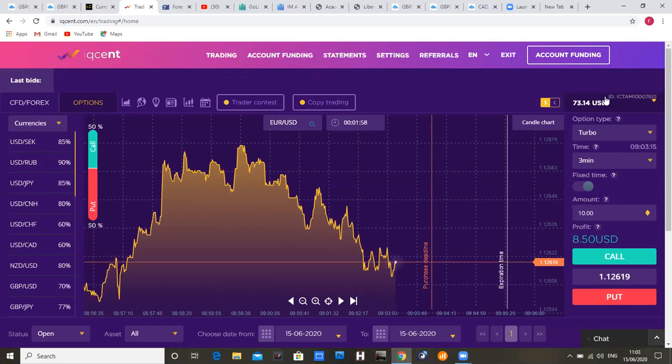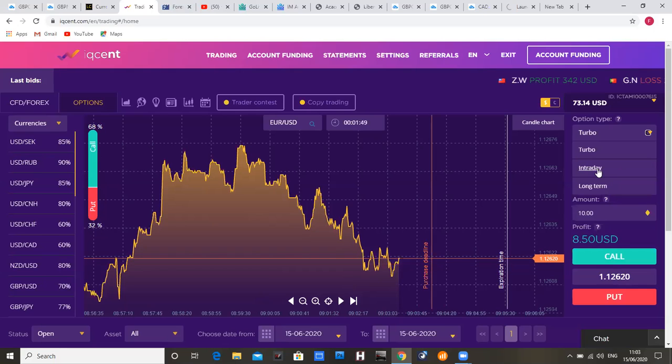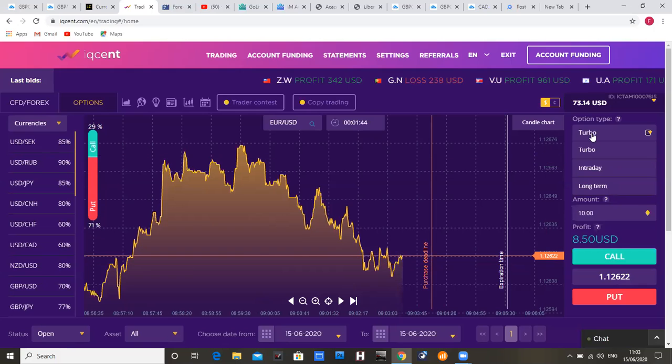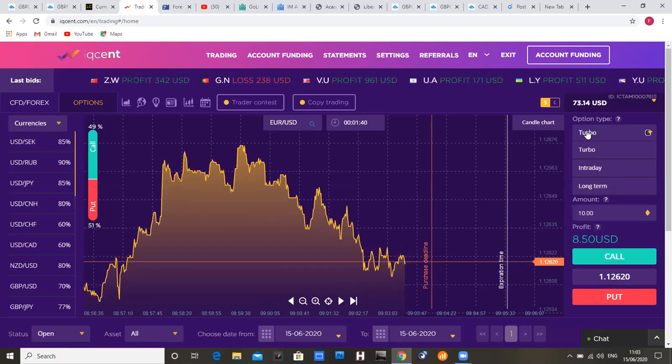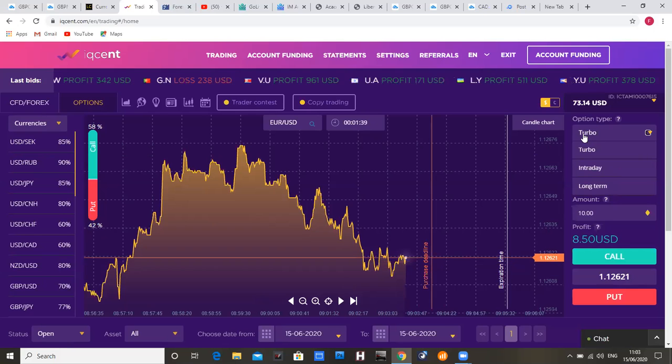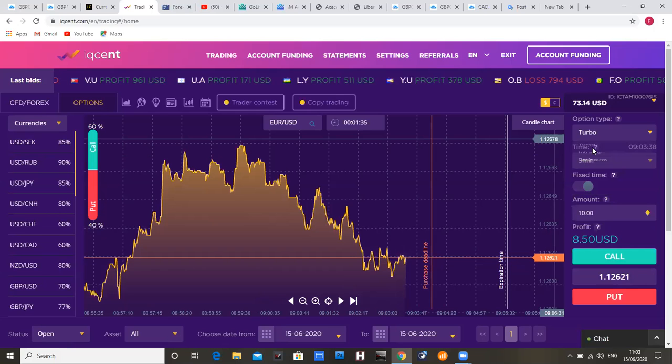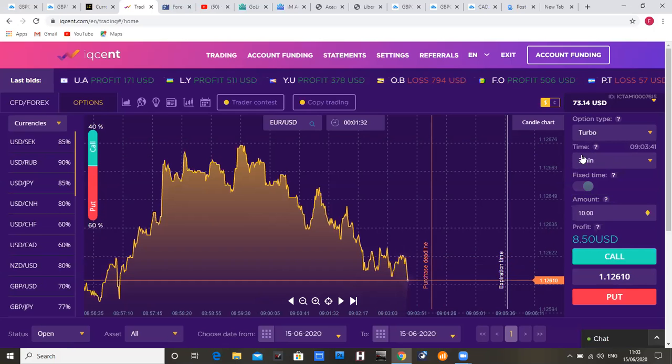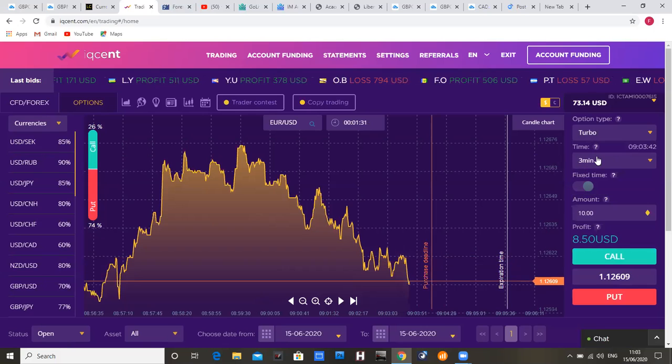Now, over here is where you see the option type. The option type for lower time frame is Turbo. If you want to do longer time frame, you choose intraday or long term. But then we use Turbo: 1 minute trade, 2 minutes trade, 3 minutes trade, 5 minutes trade, 7 minutes trade, 10 minutes trade, up until 15 minutes. We use the Turbo option type. Now, the time frame, I mostly trade on the 3 minutes and the 5 minutes. So that's why you can see the 3 minutes.